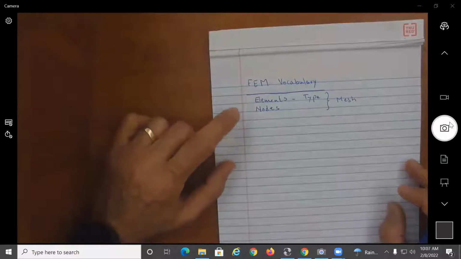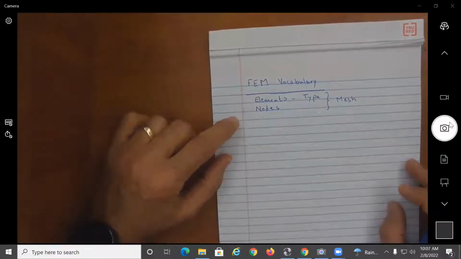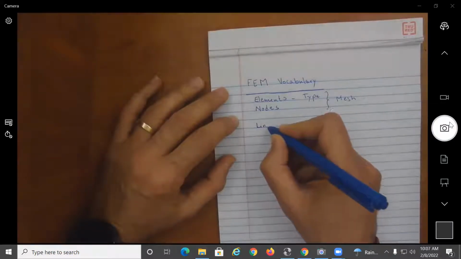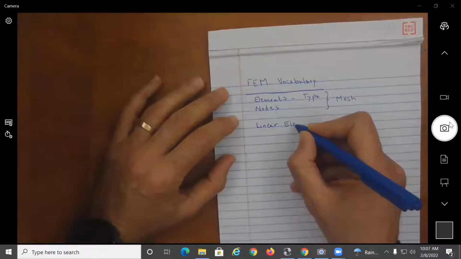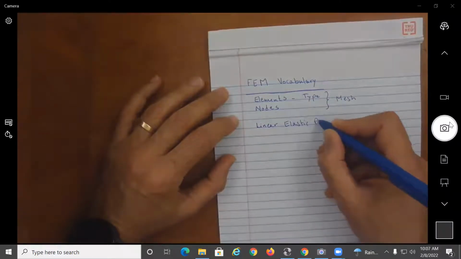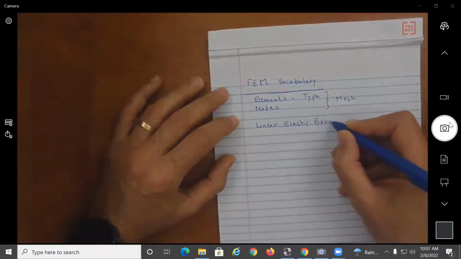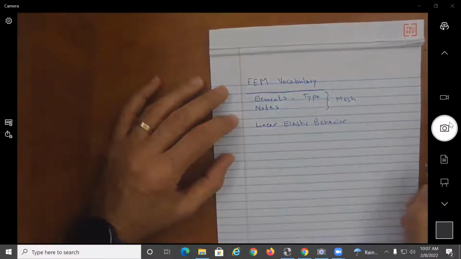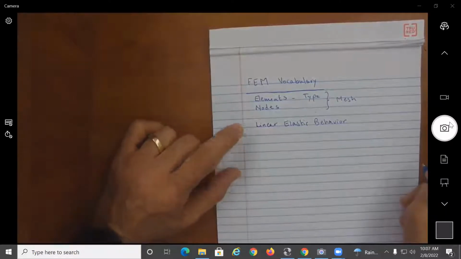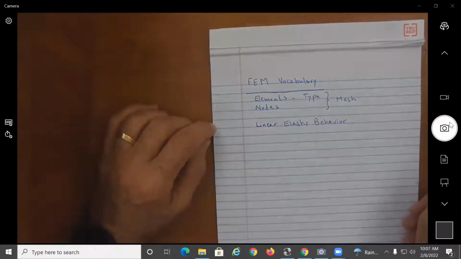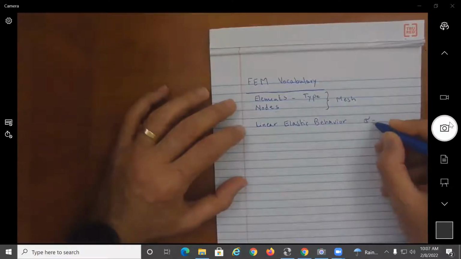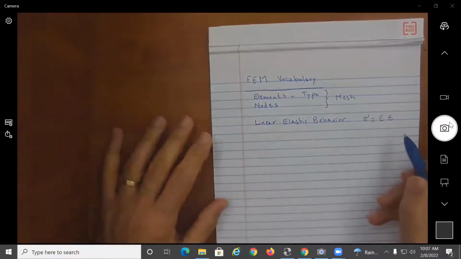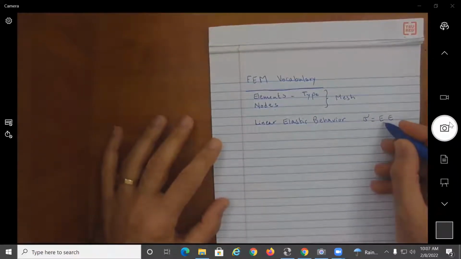In the finite element method that we're going to be using, we are going to keep it very simple. So we are going to focus on linear, elastic behavior. And this really requires a material that behaves linearly, as in sigma equal to E times epsilon. So you see here the stress is directly proportional to the strain via a constant.